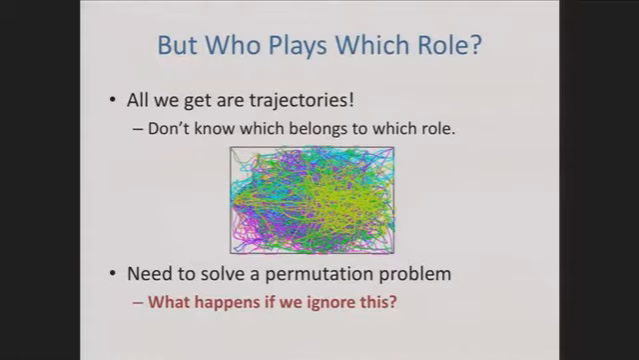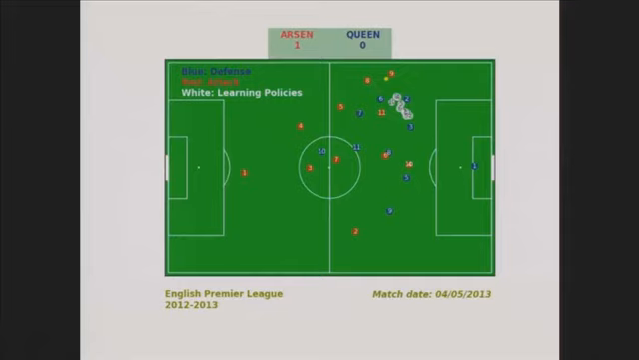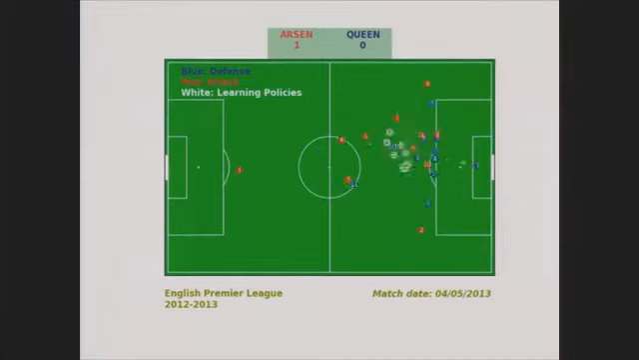Okay, suppose we just ignore this problem. We can just order the players by their player ID, as given to us by the league, and then apply standard deep imitation learning approaches. And you get this. Right. So if you just apply a standard, state-of-the-art deep imitation learning approach on this data set, ignoring the role identities, you get basically complete garbage.